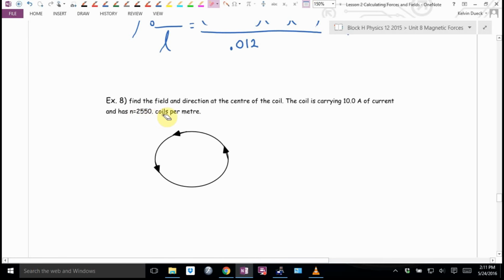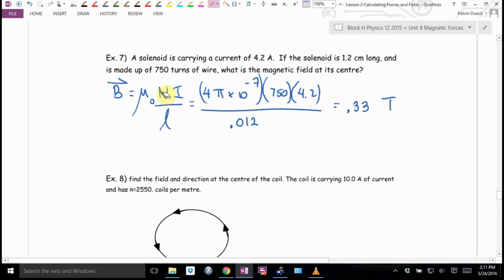2,550 coils per meter. In this question, Dustin, what they've already done is they've gone that divided by that, and apparently in lowest terms, it's 2,550. This is the second solenoid equation on your formula sheet. The second solenoid equation, magnetic field, is mu naught little n times I.